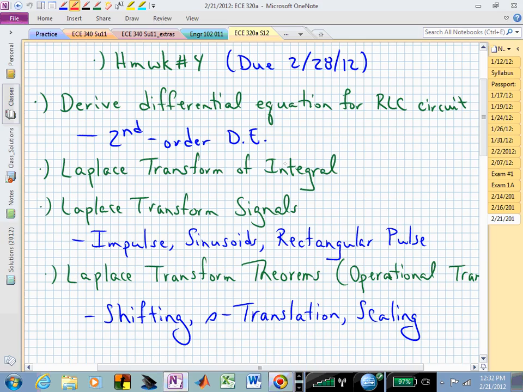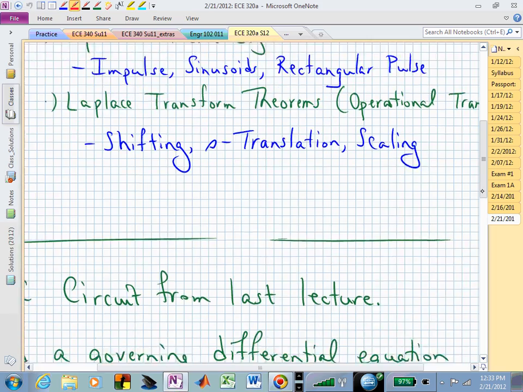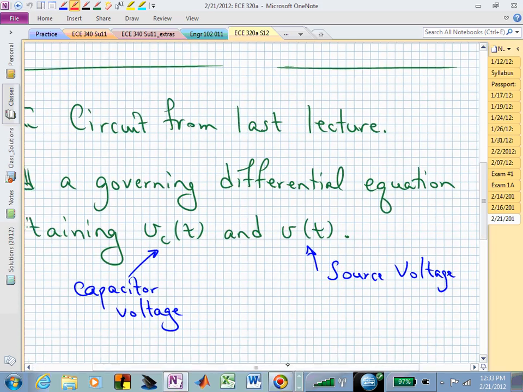We will then pick up with, after we've found that, oh, here's a second order differential equation, which we actually Laplace transformed. Sometimes those equations might contain integrals, and we would like to take those into the frequency domain. That's what we will look at next: how do we transform an integral. Then we will look at some more specific signals whose Laplace transforms you may want to understand how to find. We will talk about some Laplace transform theorems or operational transforms, and then we will probably get into inverse Laplace transforming if we get that far.